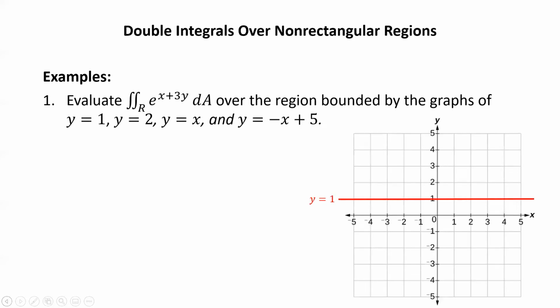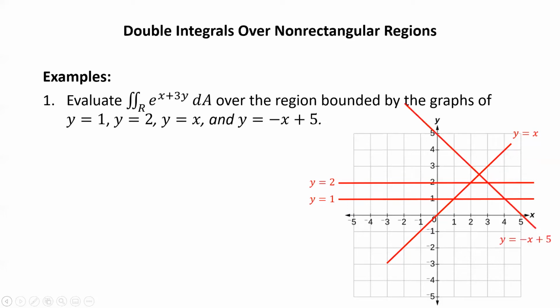Y equals 1 is this horizontal line, and y equals 2 is this horizontal line. Let's draw y equals x. That's just a line passing through the origin with slope 1, or 1 over 1. And y equals negative x plus 5 has a y-intercept of 5 and a slope of negative 1. So we see that this yellow region here is the region that we're integrating over. This works best as a type 2 region because we're trapped between two horizontal lines.